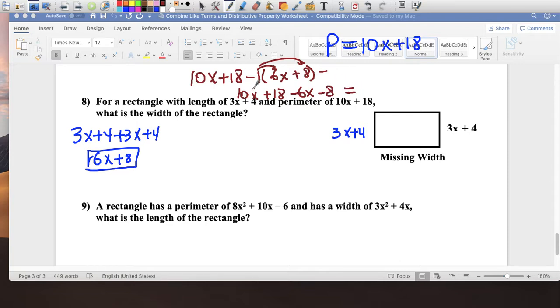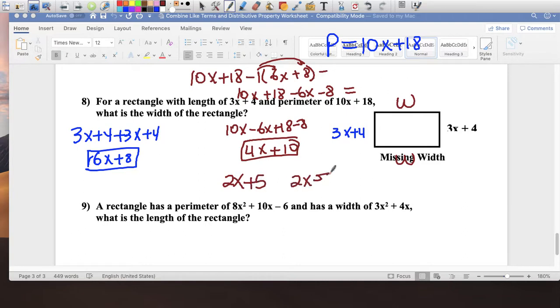That's going to give me, let's see, I can combine the 10x and the minus 6x, right? Combine these two, so let me rewrite that. So I get 10x minus 6x plus 18 minus 8. So that's going to give me 4x plus 10. So this 4x plus 10 represents this guy and this guy, both widths together. So 4x plus 10 is the sum of the two missing sides. And I know those two missing sides are the same, right? If I divide them by 2, well, if the total is 4x plus 10, that means that one side is 2x plus 5, and the other side is 2x plus 5. Does that make sense?